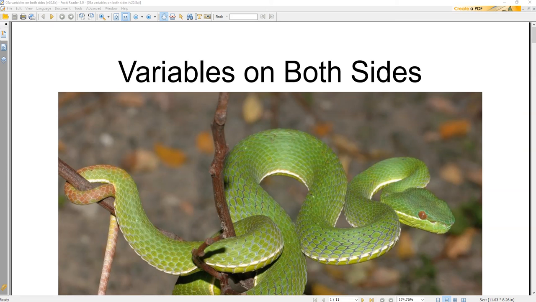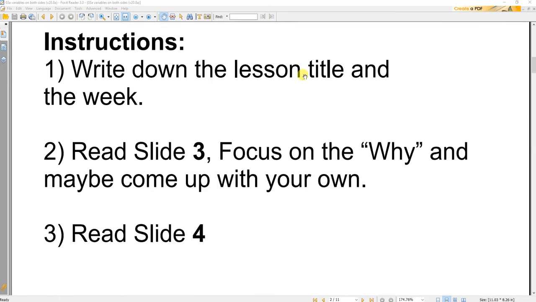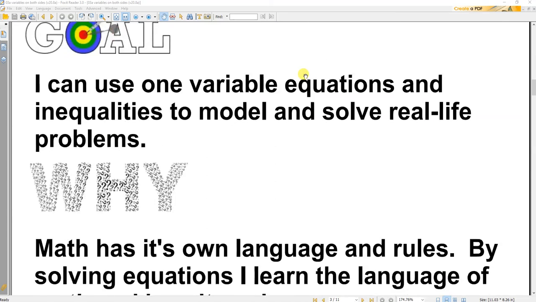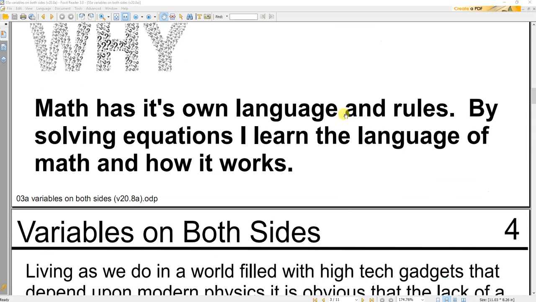Variables on both sides is the topic, so let's do the notes for this one. Equations with variables on both sides. Learning goal: I can use one variable equations and inequalities to model and solve real-life problems. Why? Math has its own language and rules. By solving equations, I learn the language of math and how it works.